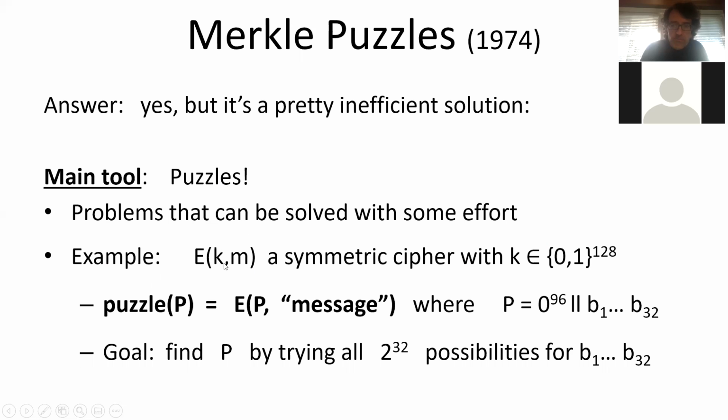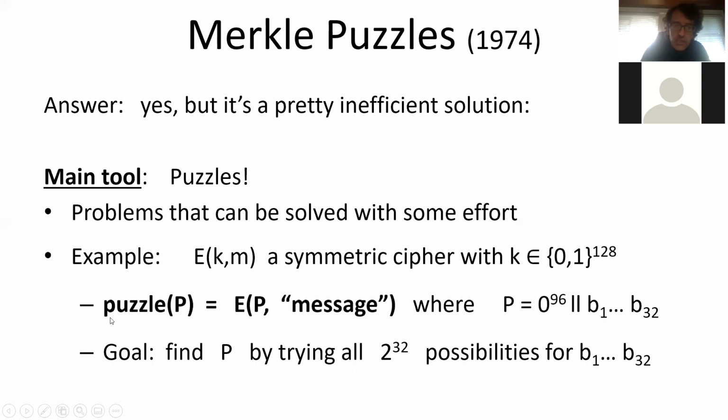Take a symmetric cipher, let's say AES, with 128-bit keys. That's a cipher E. And let a puzzle indexed with input P be a cipher using P as a key of some fixed plaintext, let's say a message. Okay. And moreover, the key is not truly uniform. In fact, 3/4 of the key bits are fixed, they're just zeros. And only 1/4 of the bits here are truly random. So the 32 bits at the end.